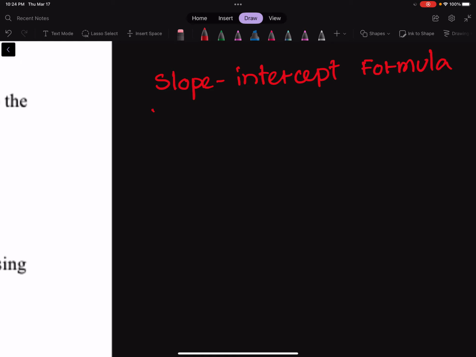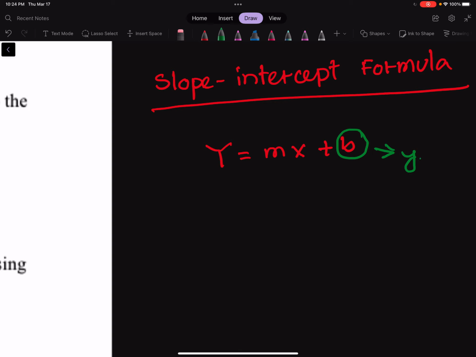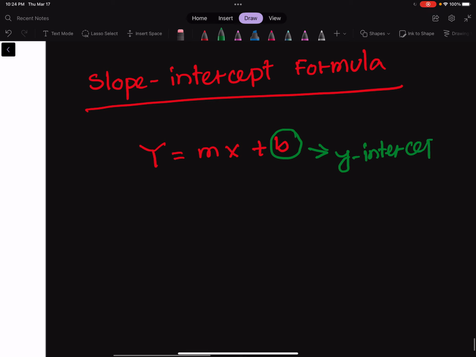So that was basically the equation. We write it as y equals mx plus b. So we know here b is our y-intercept, and we also know that this m is our slope. So we'll need an m and we'll need this b here.